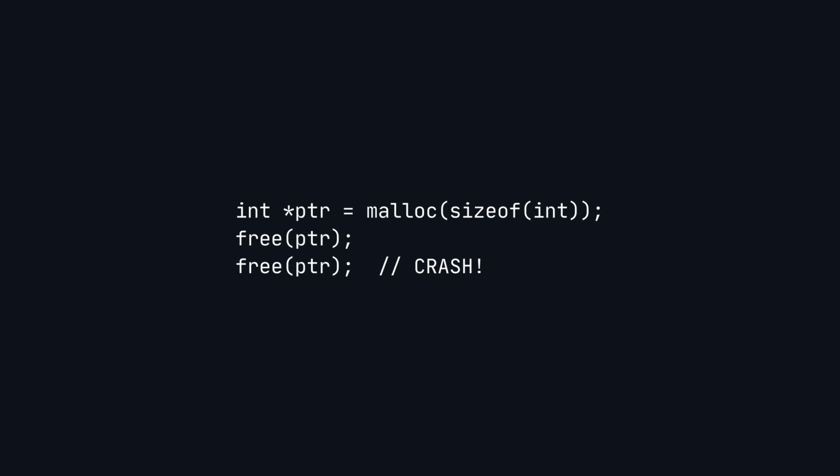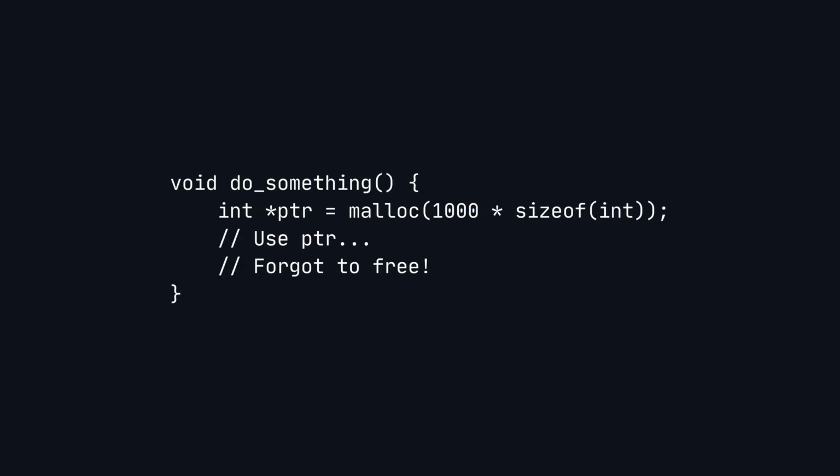While we're talking about dynamic memory, let's cover two more common errors. A double free is when you call free on the same pointer twice. The second free is trying to free memory that's already been freed, which corrupts the memory management system and usually causes a crash. Again, setting pointers to null after freeing helps prevent this. On the flip side, we have memory leaks. This is when you allocate memory but never free it.